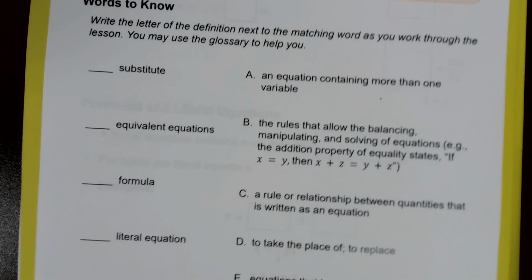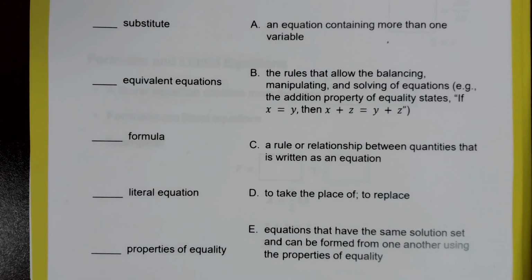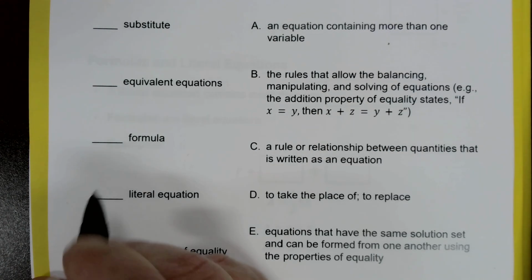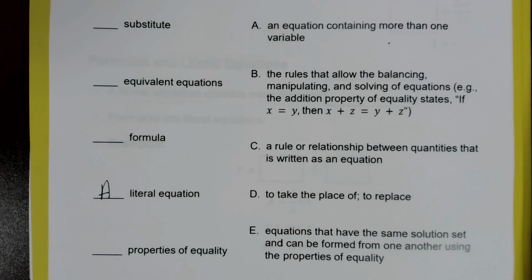Coming up down here at the bottom, I really wish you would pause the video, try to answer those. If you don't get it, come back and get the answers to them. Okay, hopefully you tried. A, an equation containing more than one variable. That is a literal equation. Examples of literal equations are temperature conversion, interest rate, a linear equation has an x and a y. Those are all literal equations.